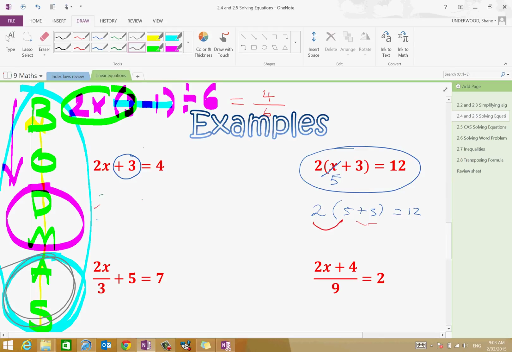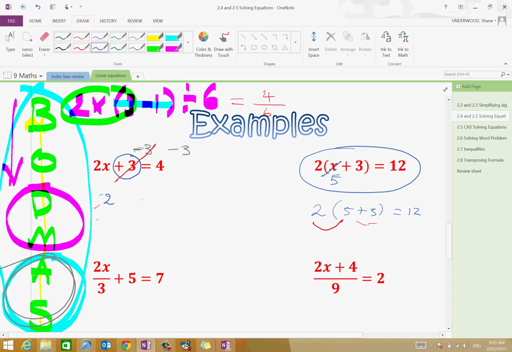Subtraction. So what we have to do is subtract 3 from this side, subtract 3 from this side. By doing the inverse, it's going to cancel out that operation there, that addition. Okay? Now, what we can do then is our next line.